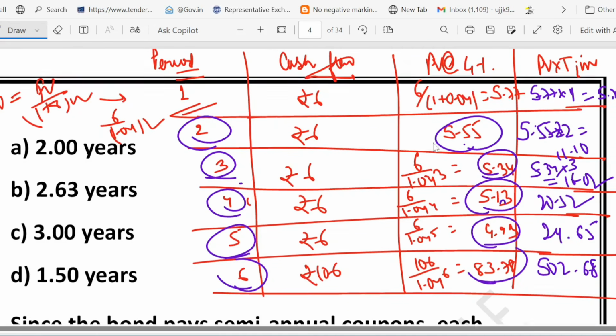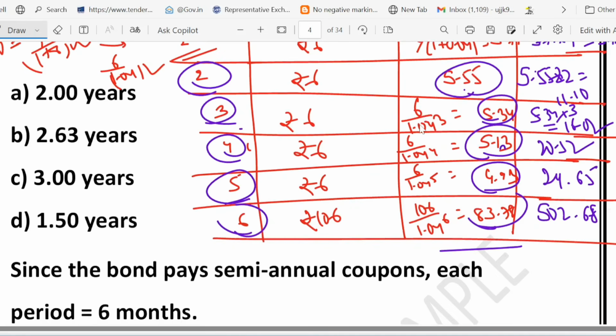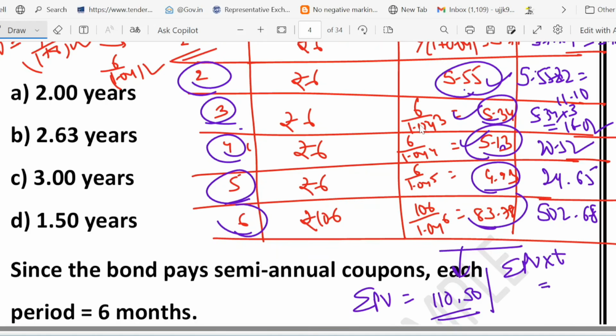So now, as you can see, the total present value: if you add all of these values, 5.77, 5.55, 5.34, 5.13, you will get a total present value of 110.50. This is the total present value, or we call it the summation of PV. And if you calculate the summation of PV into T, if you add all of them, you will get how much?